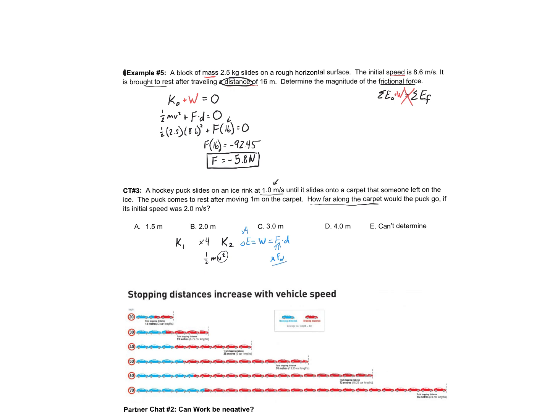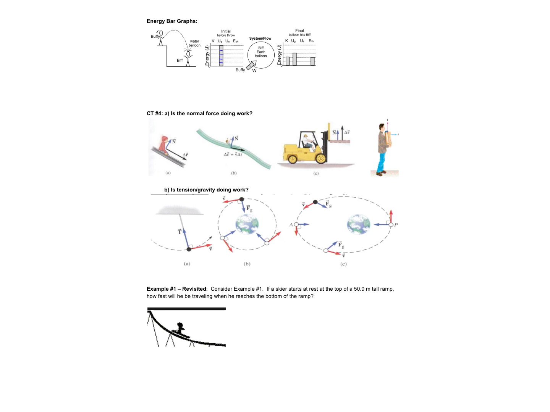So the fact that it's going faster will not affect the friction, so the friction is going to stay the same. Now I can say, because the friction stays the same, if my energy quadruples, then my distance must also quadruple. So therefore, the answer will be 4 meters. Cool. Now we're ready to move on to concept test number 4.